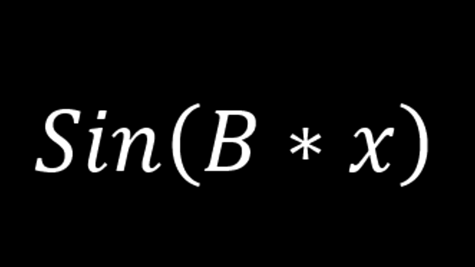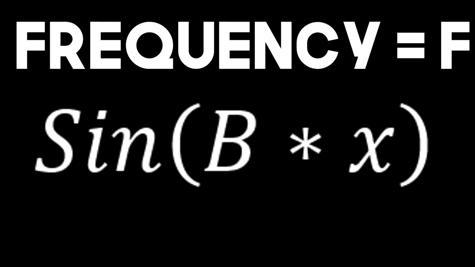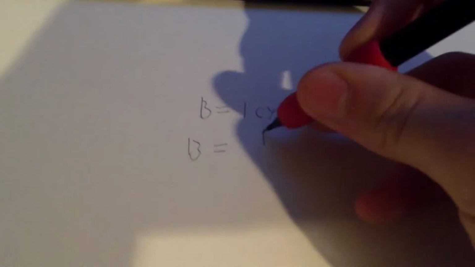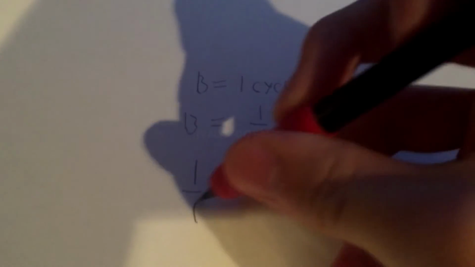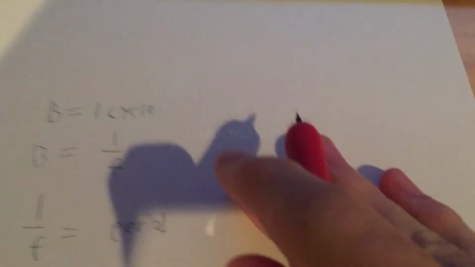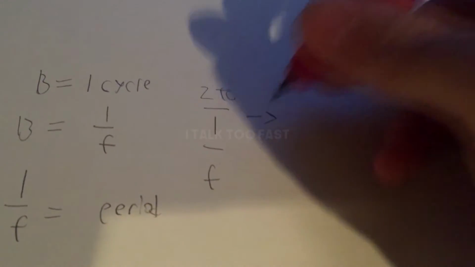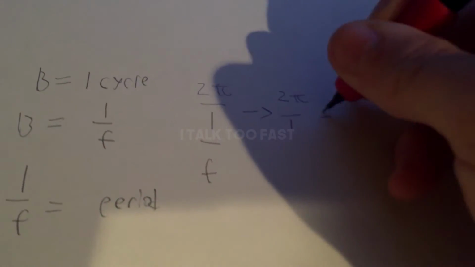For the rest of this formula, let the frequency be represented as f. B is equal to 1 cycle, so the B value is 1 over f, since f is how many cycles are in the second. Since 1 over f is the period, when putting the formula into the equation, it comes out to 2 pi over 1 over f. It can be rewritten like this.